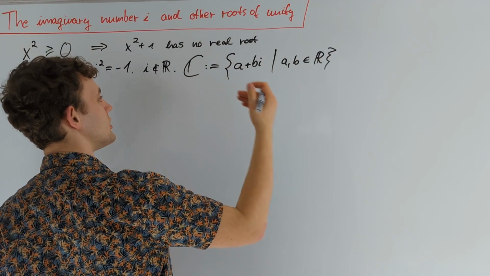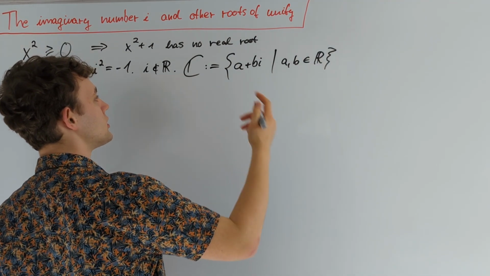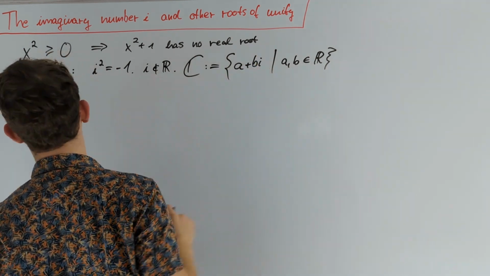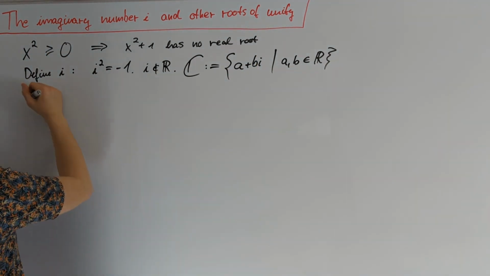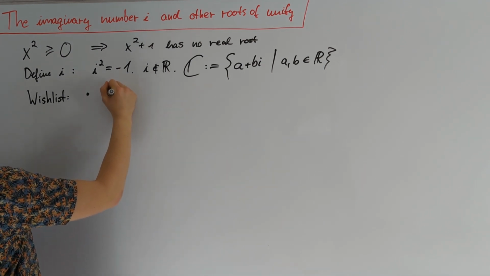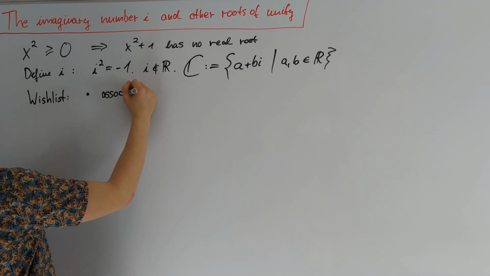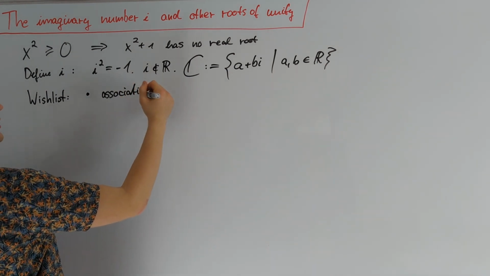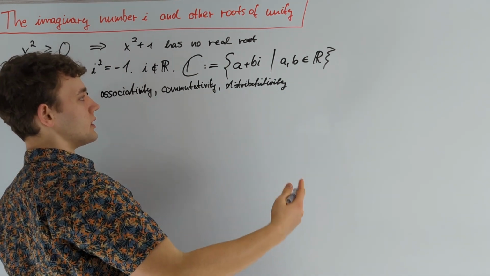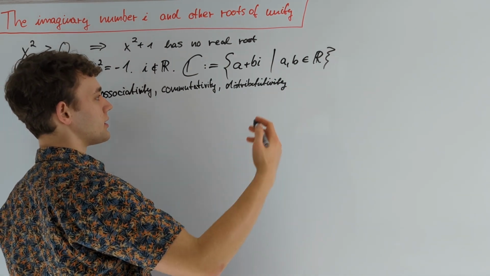So we now want to determine how we can add or multiply arbitrary such complex numbers a plus bi. So let's make a small wish list. We definitely want to maintain our usual properties, namely associativity, commutativity and distributivity of addition and multiplication. Moreover, we don't want to throw away the notion of real numbers because they remain still quite useful.